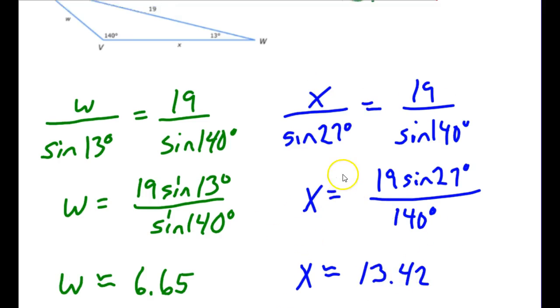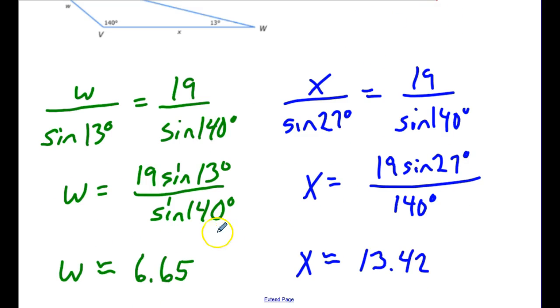Now we found the missing angle and the two missing side lengths. One way to check to see if our answers are reasonable is the shortest side will always be opposite of the smallest angle, and the longest side will always be opposite the longest angle.